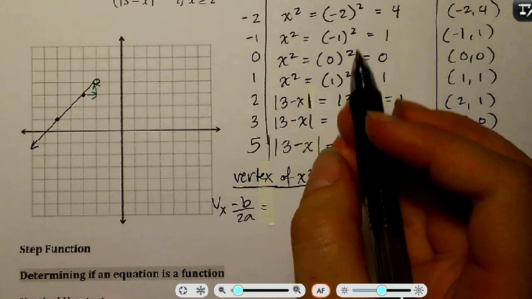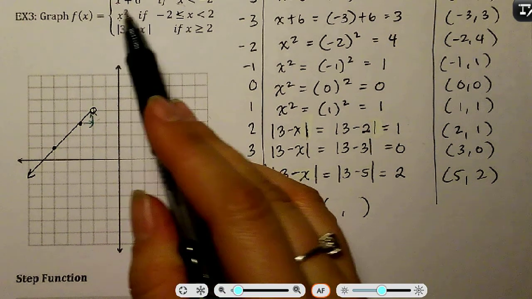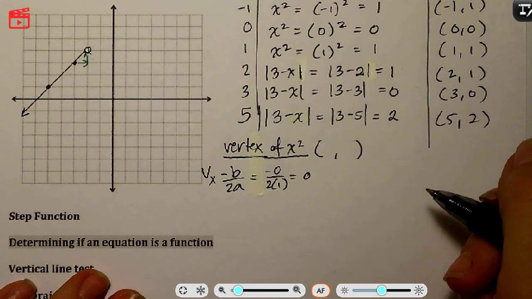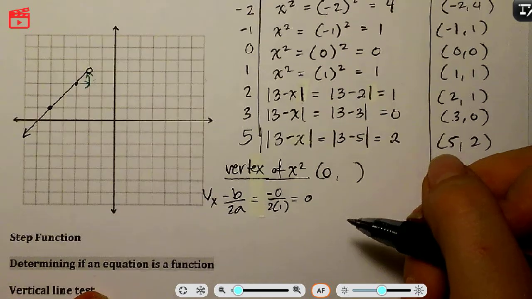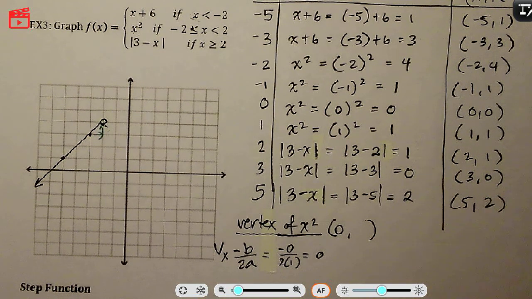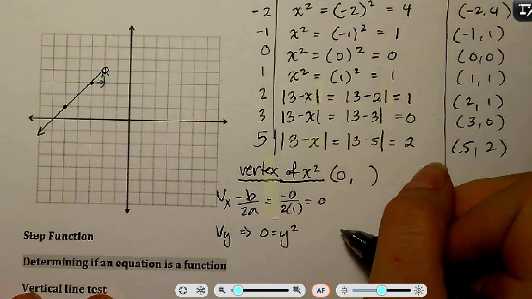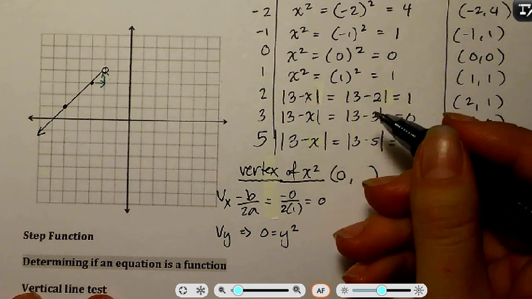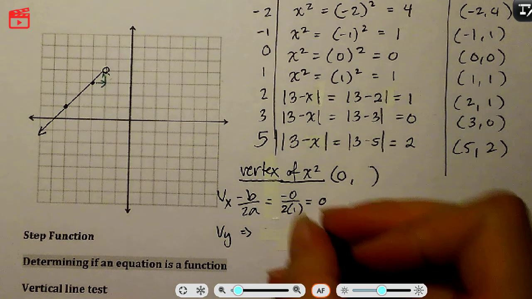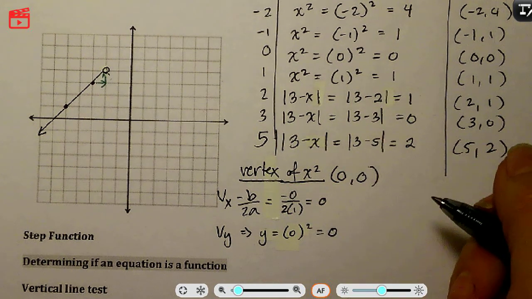And what's that going to be? For x squared, the b value is 0, and the a value is 1. So this is going to be -0 over 2 times 1, which is going to be 0. Okay, that's my v sub x value. And my v sub y value is when I plug 0 into my equation and solve. Oh, I'm sorry, I said that wrong. We're setting the x value to 0. So y is going to equal 0 squared, which is going to equal 0 as well. Okay, so that's my vertex, 0, 0.